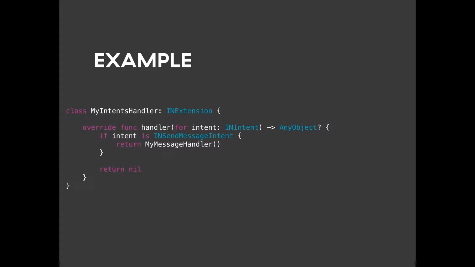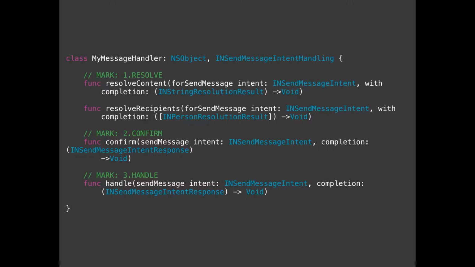So this is an example in the messaging domain, and it handles the user intent of sending a message. So if the intent is INSendMessageIntent, I will return my message handler that conforms to the INSendMessageIntentHandling protocol. And here I should implement the whole life cycle of the intent.